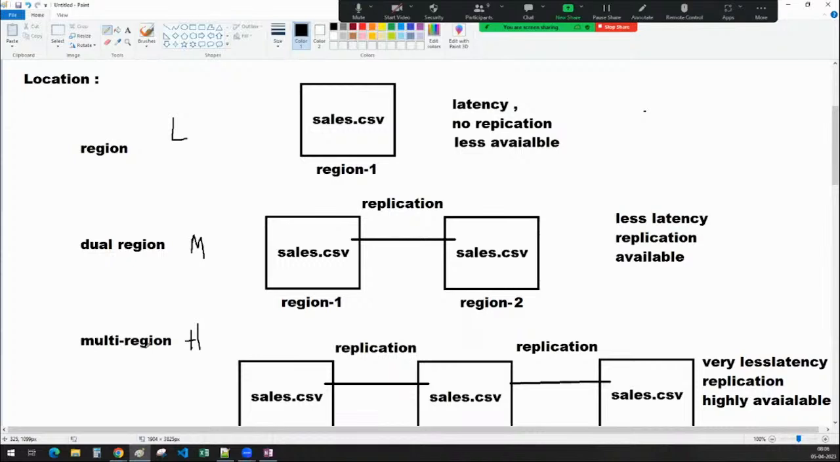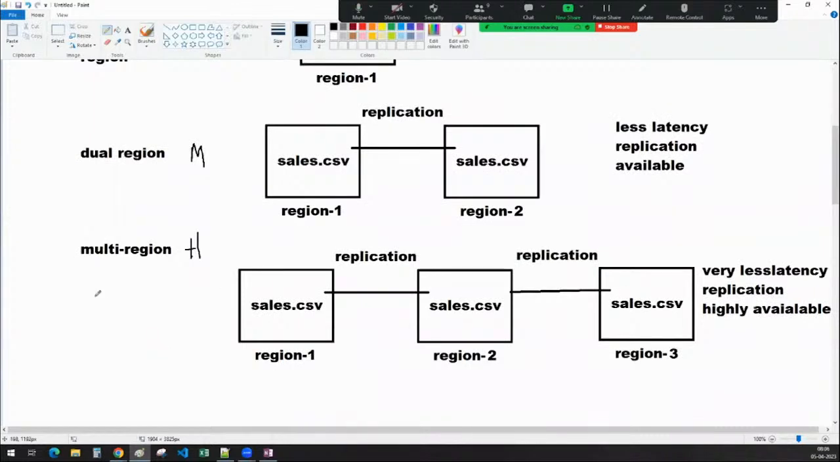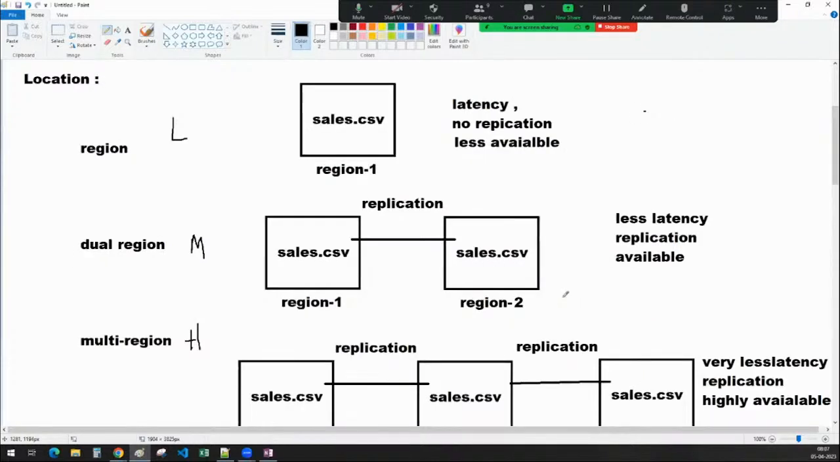So what you have to get from this location concept is that, according to your requirements, sir, it's okay for me if it is less available, I don't need replication, I want less cost. Then you can go for region. But if you say, at any cost I don't want to lose the data, or I want the data to be available all the time, then you can go for this one. So this is all about the location, sir.